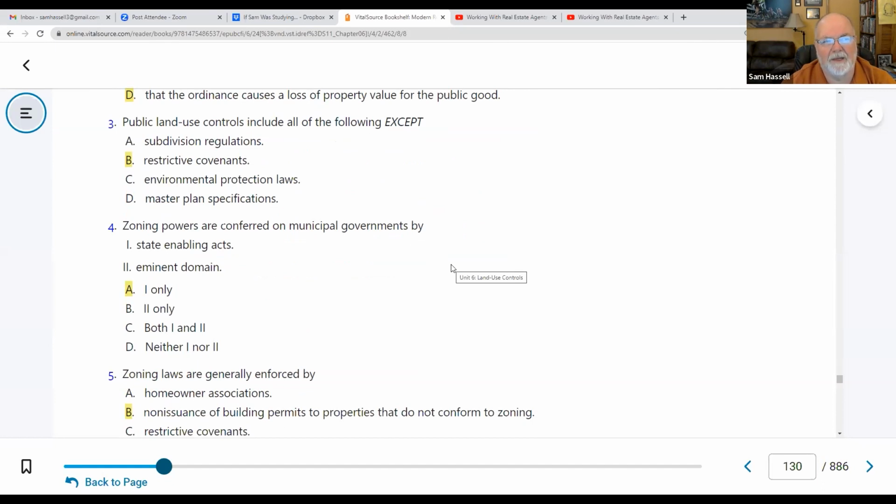Number 3, public land use controls include all of the following except, now these are public. So B is a restrictive covenant. That is a private control. Restrictive covenants are in your HOAs, right? That's a private control. Subdivision regulations, environmental protection laws, master plan specifications, those are public. Those are done by your county zoning or your city zoning, right?